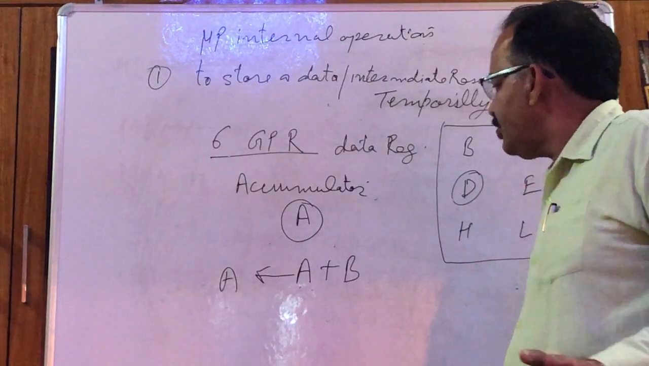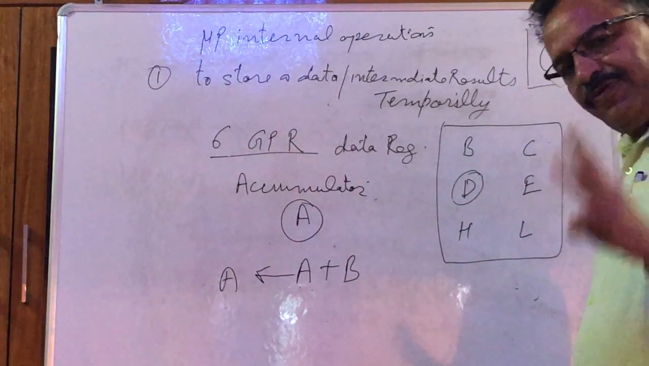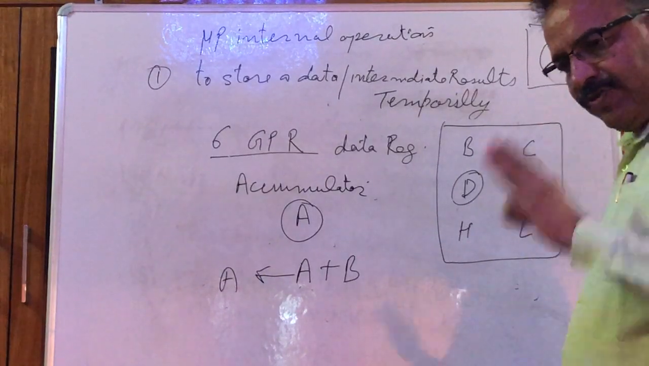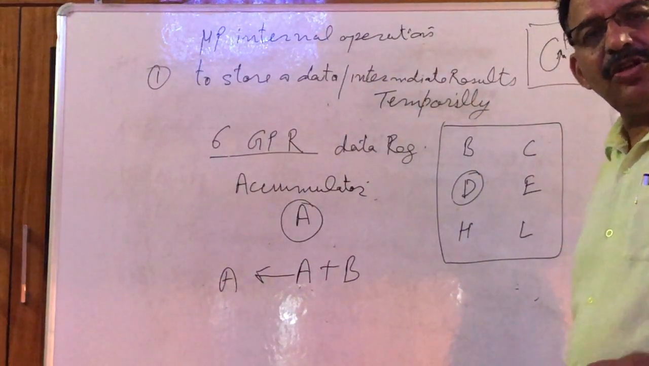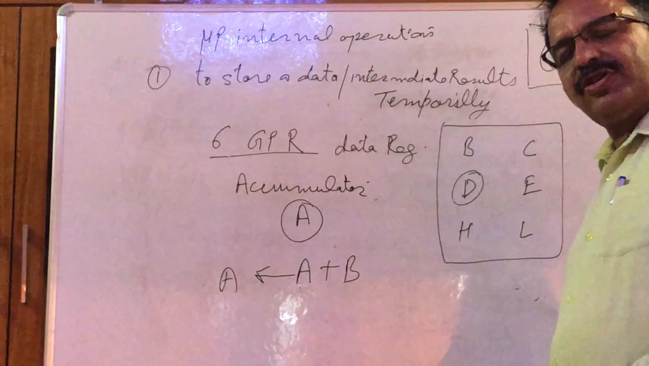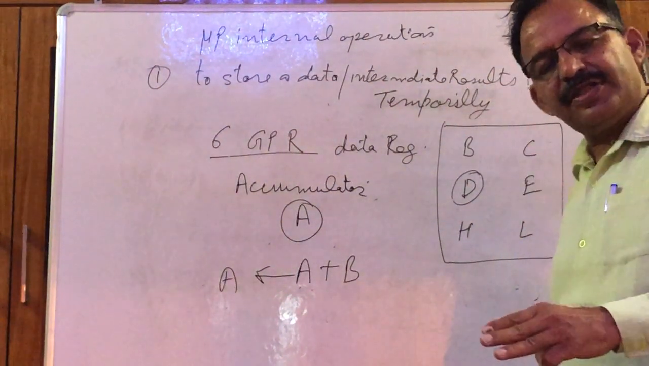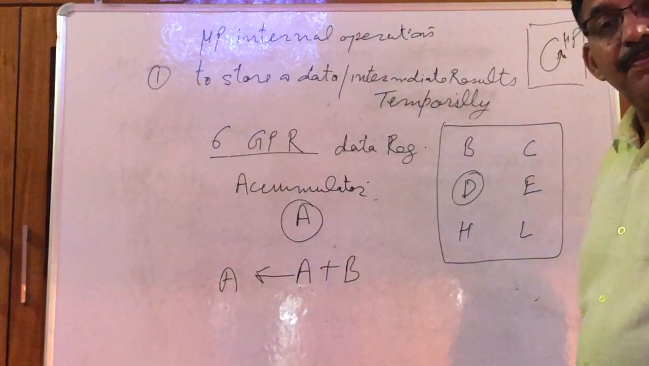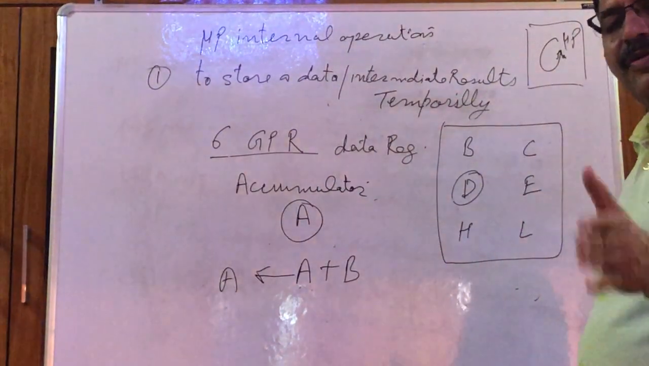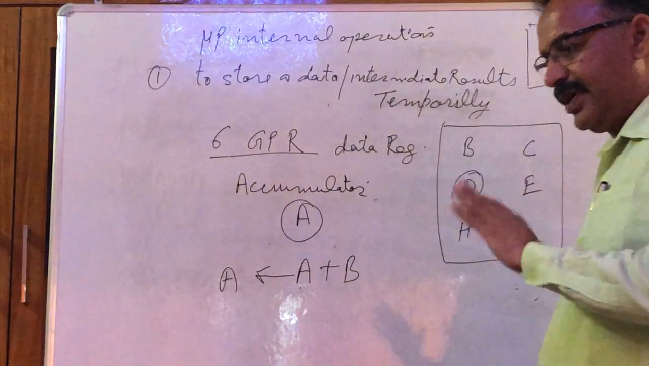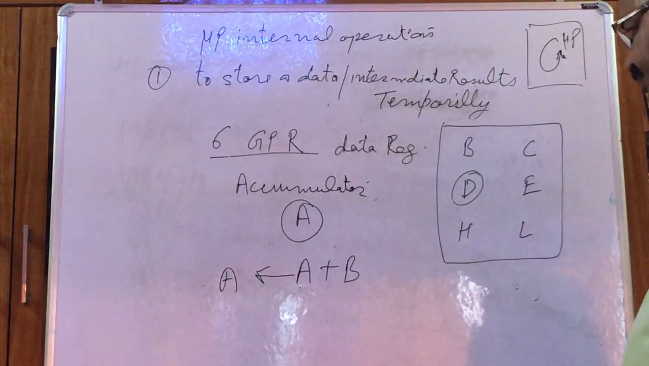Is it right? So, accumulator has three functions. It always participates in all the arithmetic and logical operations. After the operation, the result is always available in accumulator. And it is the only register which will communicate to the I/O devices, the input and the output devices.